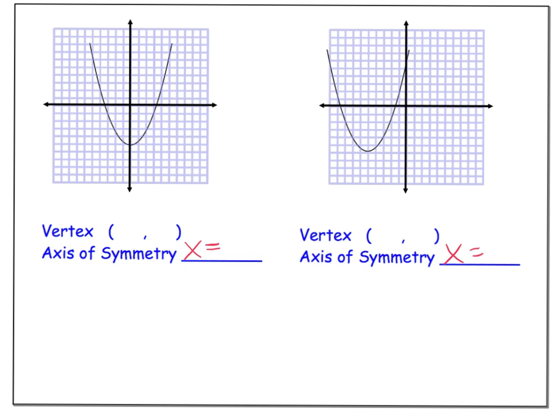Let's look at the vertex of this first one. It is the lowest point of this parabola, which is about right there. And so the vertex would be the coordinate pair 0, -5. Your axis of symmetry then again is the line that cuts this parabola in half. It also contains the vertex. So x equals 0 is this axis of symmetry equation.